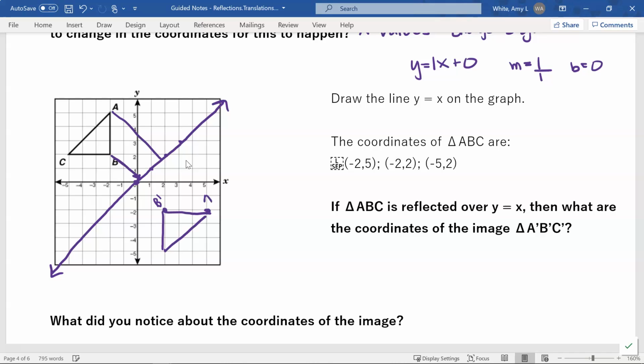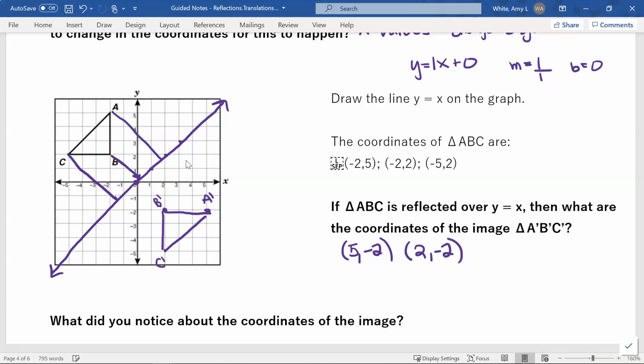But you might also notice that doing it graphically is not the easiest because you have to go on a diagonal, which doesn't always work super nicely. So instead, we could look at our coordinates. When we reflect over the line y equals x, we're going to switch our coordinates. So instead of -2, 5, it would be 5, -2. Instead of -2, 2, it would be 2, -2.